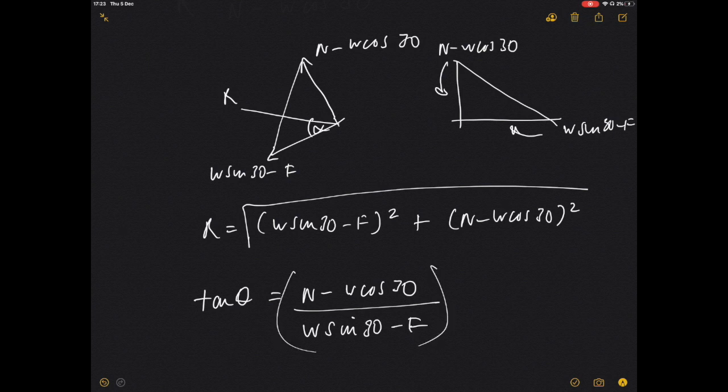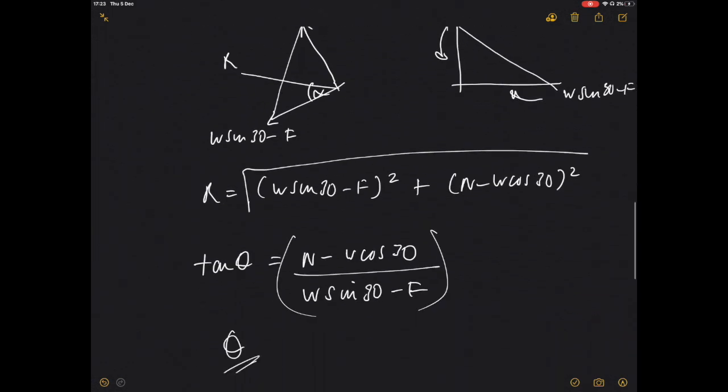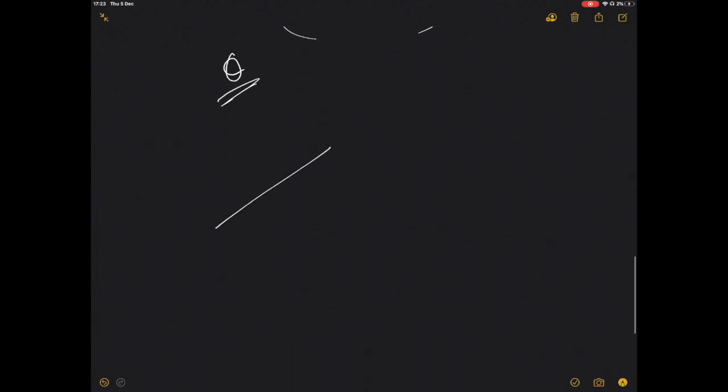And then this would just give us our angle if we were to solve for theta. So effectively, what we've managed to do here is simplify this point. And what this is basically telling us is that if we have a slope like this, we have a ball sat here.